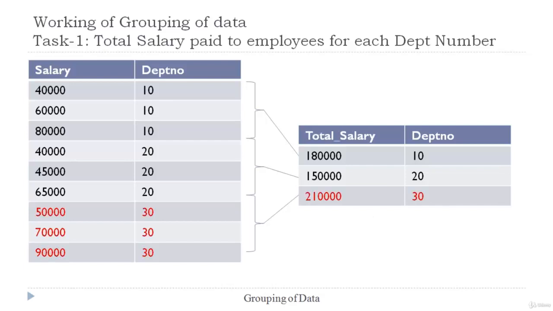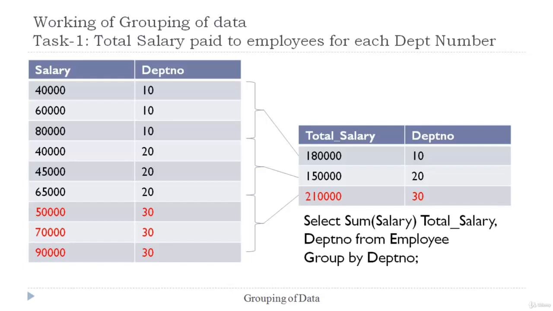The query to display total salary paid to employees for each department is: select sum(salary), department number from employee group by department number. Here we have aliased the sum(salary) function to total salary. So in the output, total salary and department number will be displayed. And we have used the group by clause to make a grouping on the department number column.